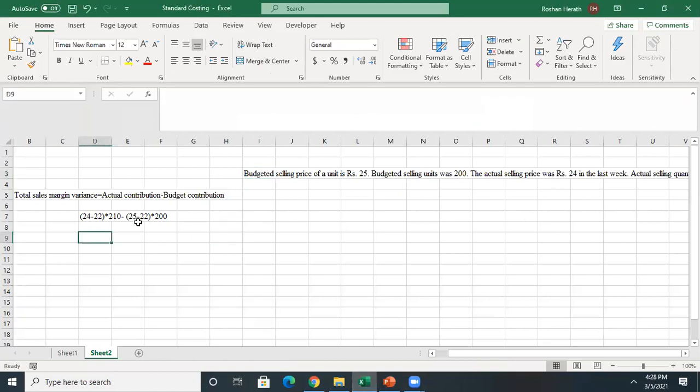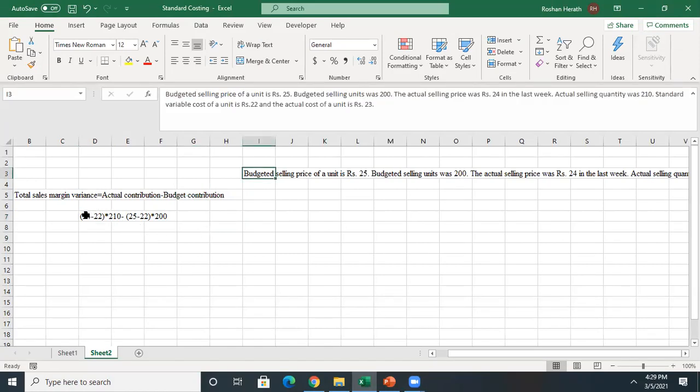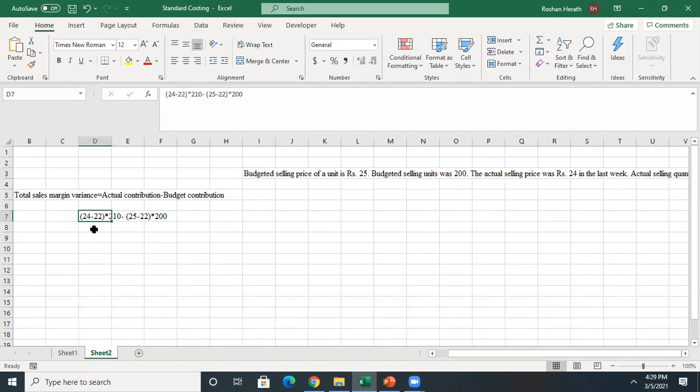Then if you would ask me, why is that? Why is it not the actual variable cost that is being taken rather than the budgeted one? Because we always try to know the rationale. We always try to know the rationale. I'll be answering that particular question when it comes to the operating statement.